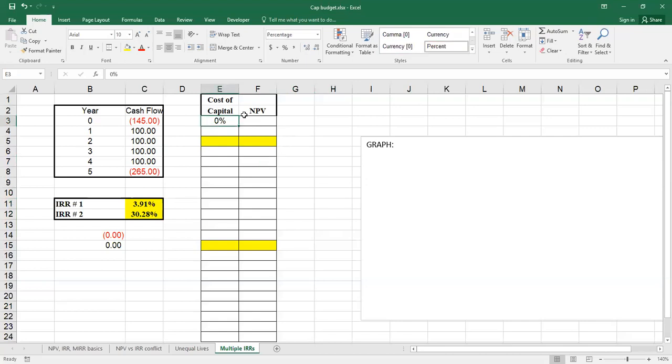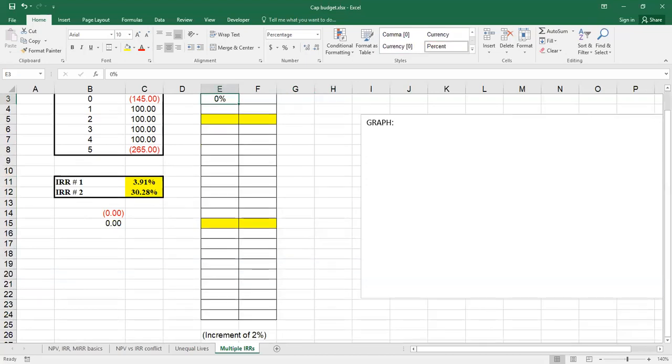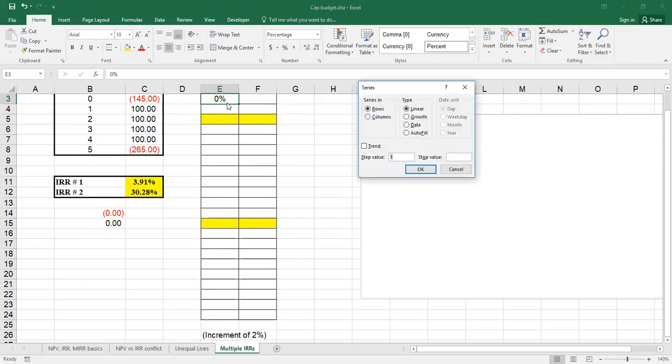So let's start with 0%, mag-increment na lang tayo ng 2%. Hanggang 2, 4, 6, 8, 10, 12, 14, 16, 18, 20, 22, 24. Kaya hanggang 40% na lang. So if you recall, fill, series, rows, starting dito, and by columns tayo, increments of 2%. Yan. Dito yung active cell natin.